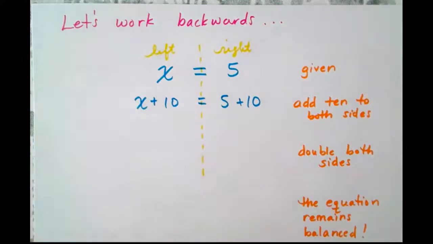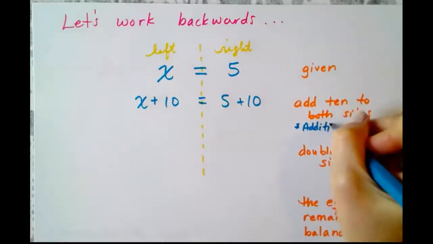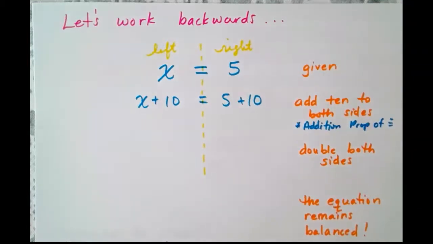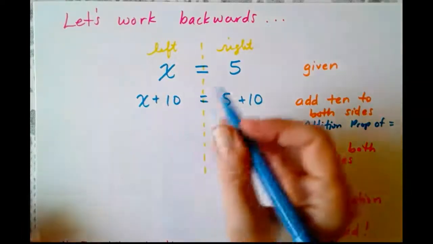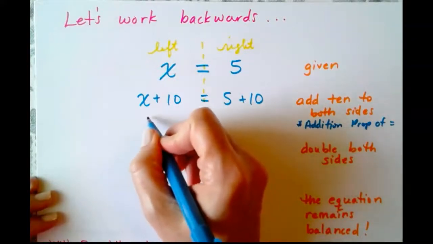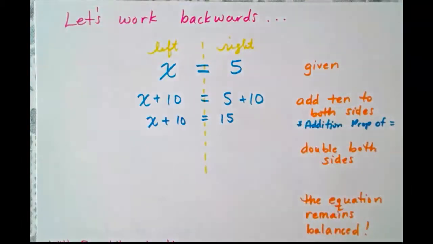And think about it. I can add 10 to both sides by the addition property of equality, and that still allows my equation to remain balanced. So my equation's balanced. What if I want to double both sides? And we'll go ahead and simplify here on the right. Obviously, we can't simplify on the left because they are not like terms. So I'm just going to change this to x plus 10 equals 15. All I did was simplify there.